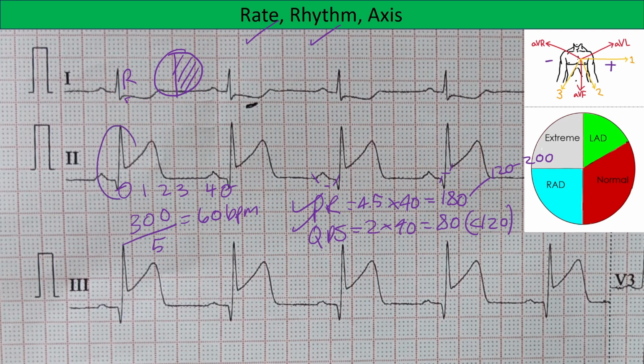Now lead 2. If we have a look, the R is greater than the Q wave, so therefore lead 2 is also positive, so it lies in this side. Remember, if lead 2 was negative, it would lie on the opposite side over here. So let's shade that in. If we have a look, our overlap is over here, which is in the normal range, so therefore the axis is normal.